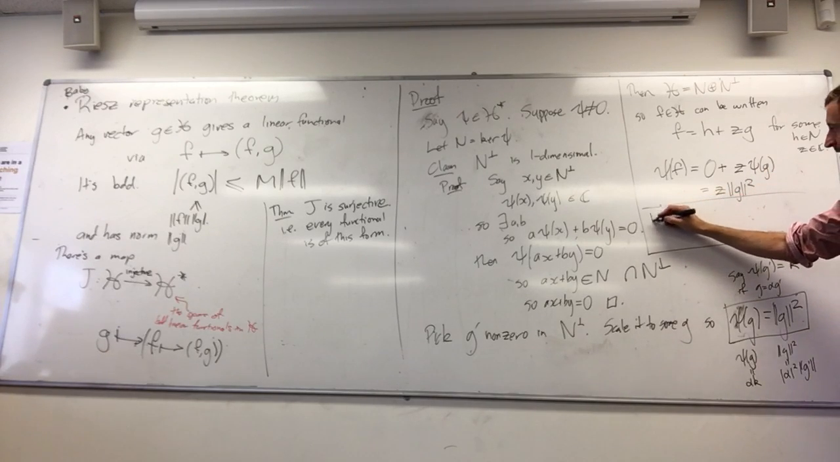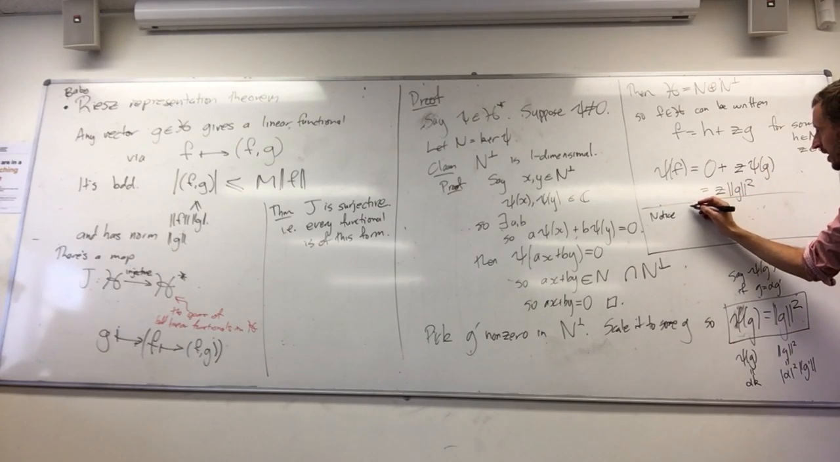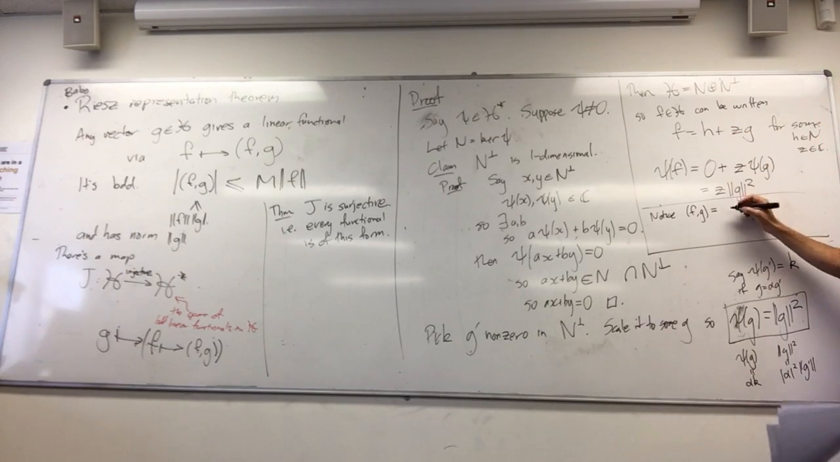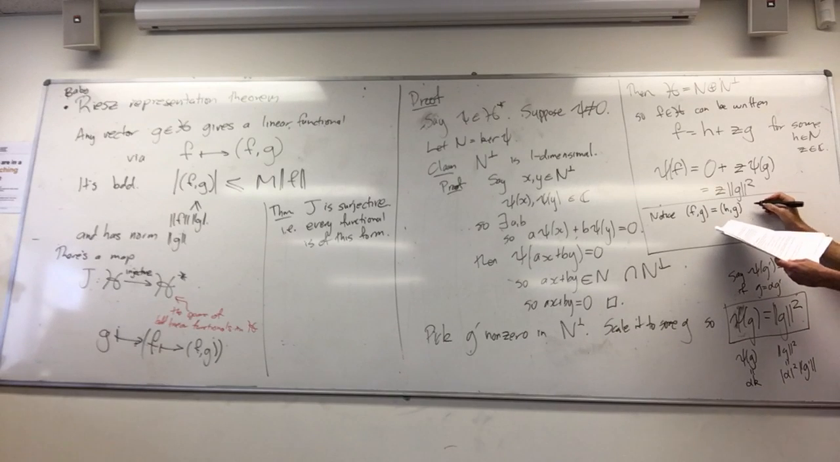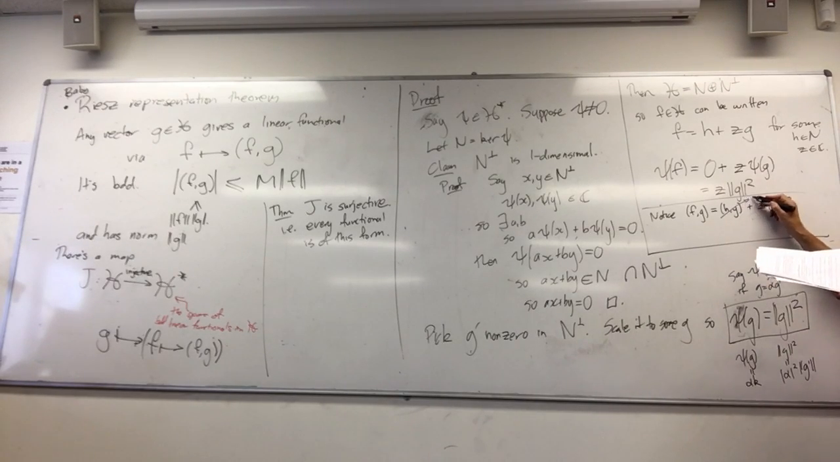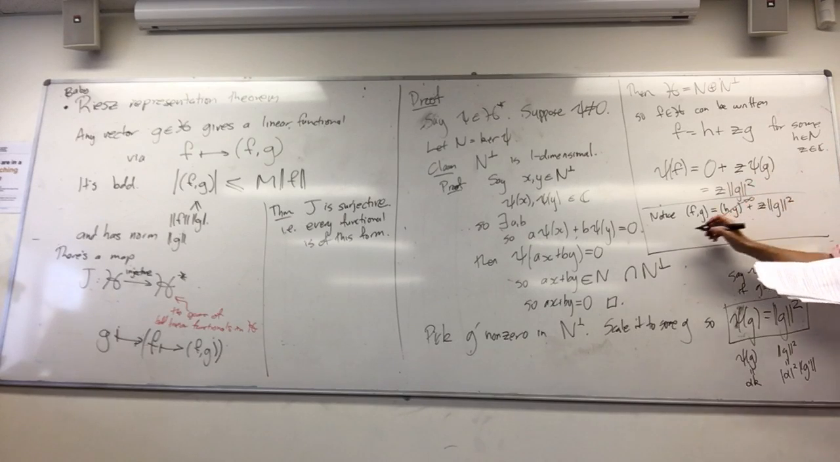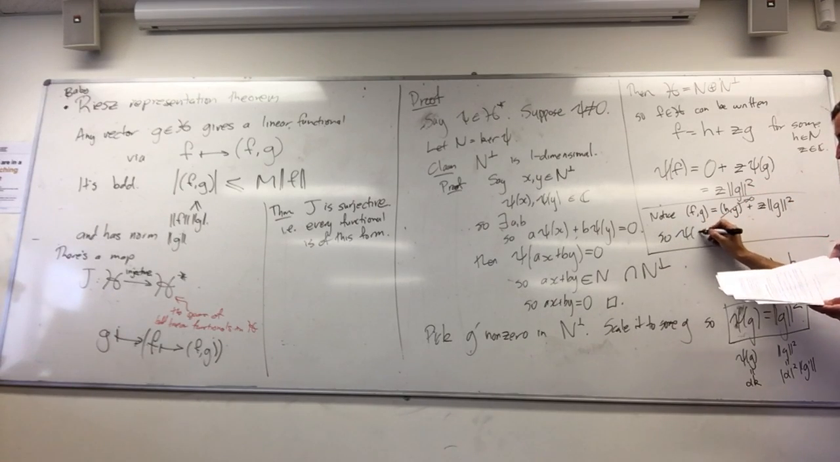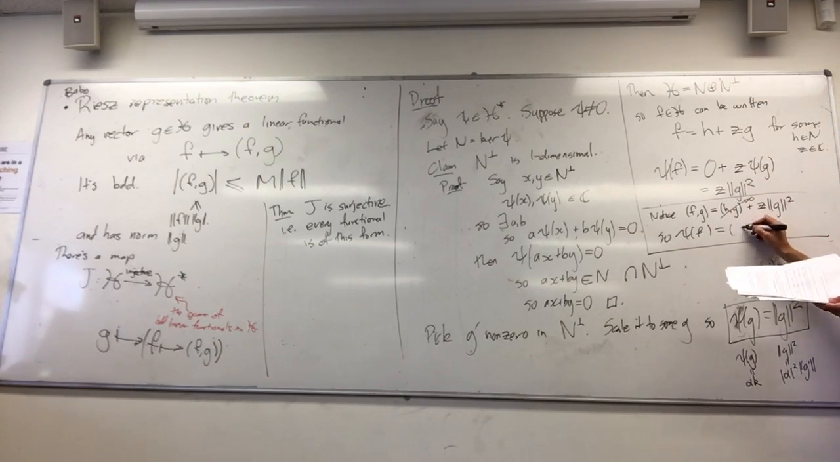So let's just do that. So notice f inner product g equals h inner product g, that's zero, plus z inner product of g with itself. That goes to zero because h was in n and g was in g perp, and so we've got what we want. So psi of f is the inner product of f.